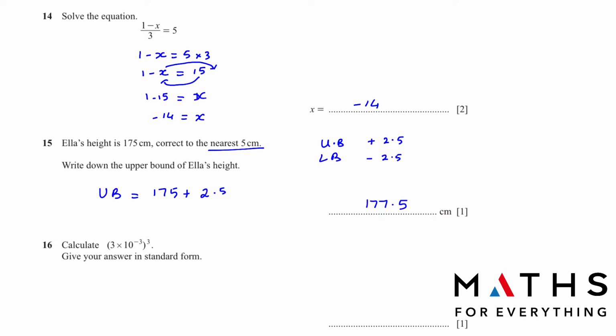Question number 16 is calculate bracket 3 multiplied by 10 to the power of negative 3, bracket close, to the power of 3. Give your answer in standard form. It's a 1 mark question. You don't have to show any working. Just put this in the calculator. Remember to put the brackets correctly. This is negative 3, the whole thing to the power of 3. And you will get the answer directly. 2.7 multiplied by 10 to the power of negative 8.